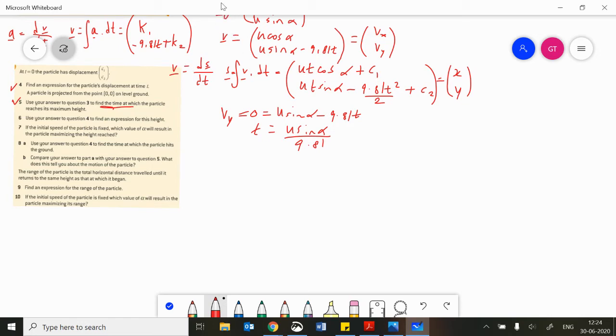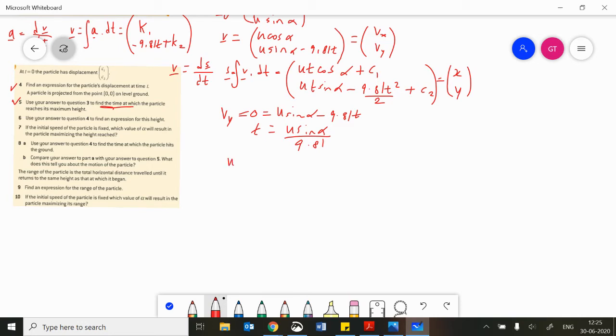So we've got y is what we're looking for in this question. So use your answer for question 4 to find an expression for this height. So we need to find y when this is our time, because this is the time when it hits the maximum height. So we need to use this part from question 4. Okay, so now we're going to put in ut.